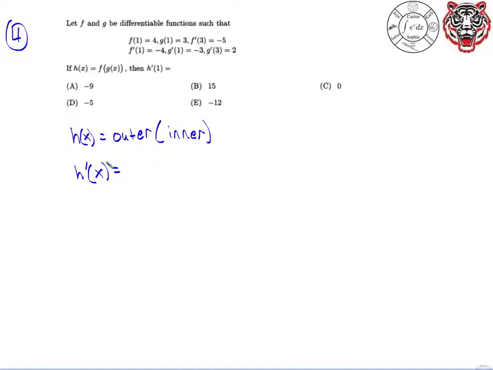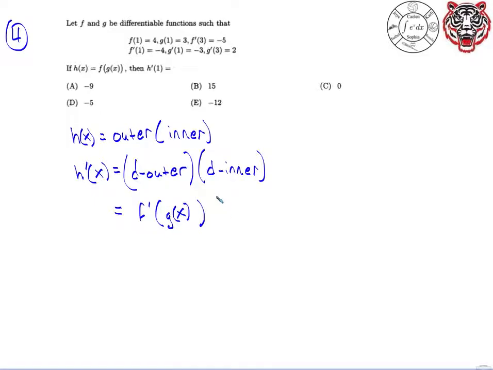All right, so h prime of x, answer this for me. What is this equal to? Doubter times dinner. Exactly. So what is doubter in terms of f and g? I don't want to write doubter, I want to write f prime of something. It's f prime of everything inside, and what goes inside? G of x. Perfect. And I'm going to multiply this by dinner.